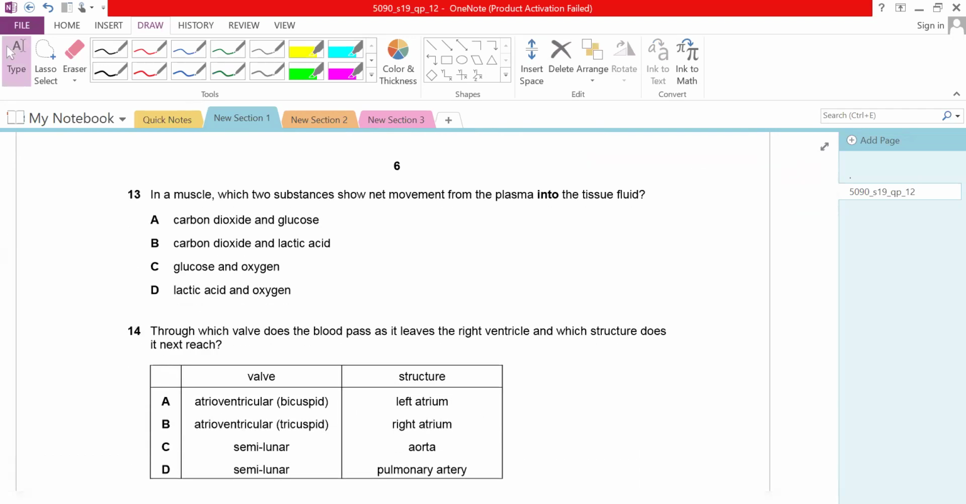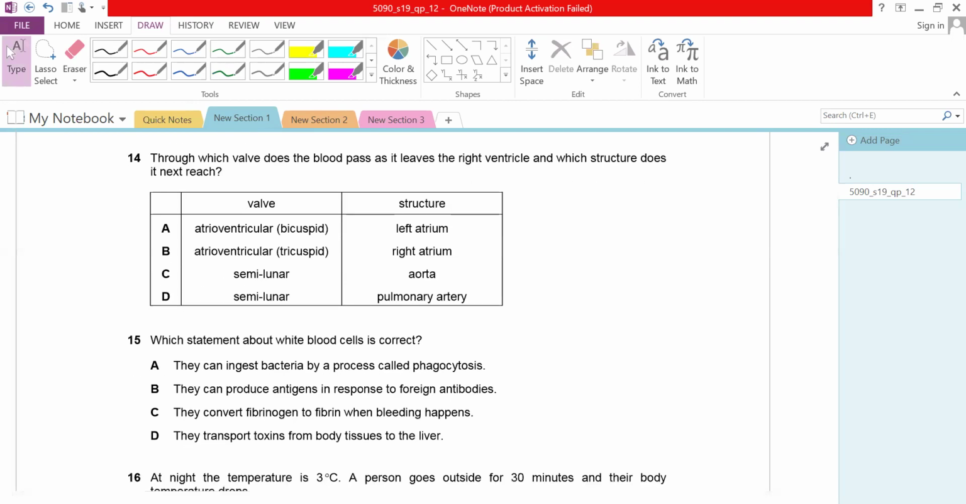This is question number 13. In a muscle, which two substances show net movement from the plasma into the tissue fluid? So from the plasma into the tissue fluid, the materials that move are glucose and oxygen.